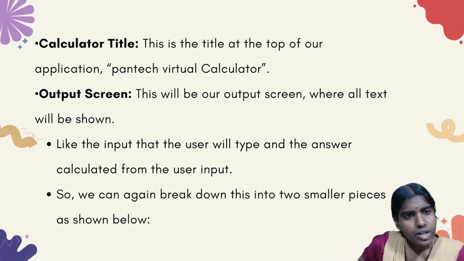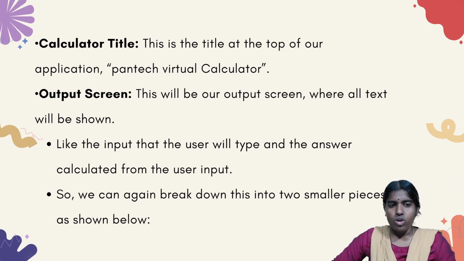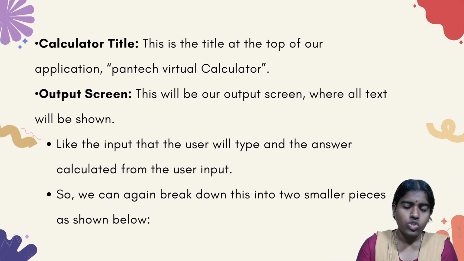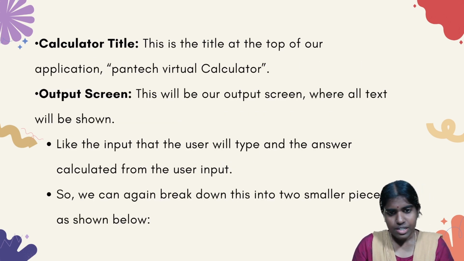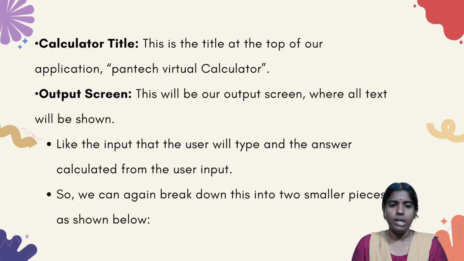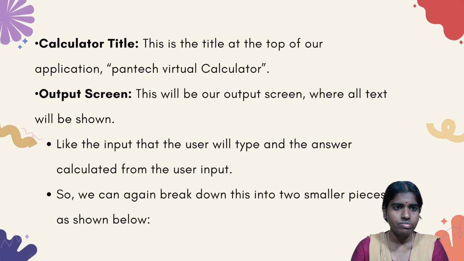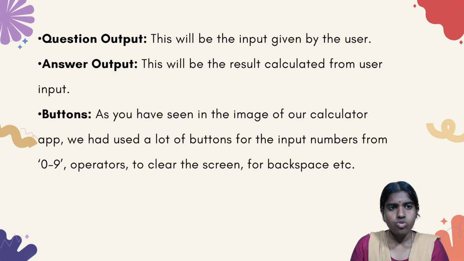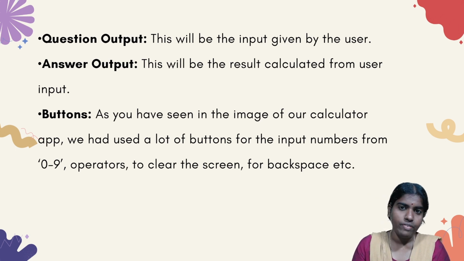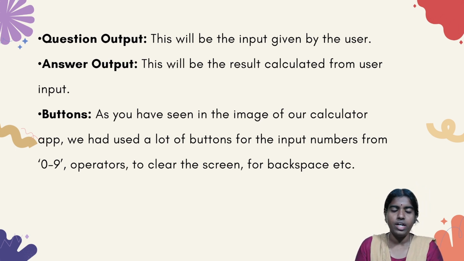Whenever it is at the top of the application, whatever title I want, I can give. And an output screen where all the text will be shown. Whenever a user types in something, the answer will be calculated from the user input. And again I break it down into smaller pieces. I'm going to break this down into two smaller pieces, for example, a question output and an answer output. What do you mean by the question output? This will be the input given by the user. And the answer output will be the result calculated from the user input.